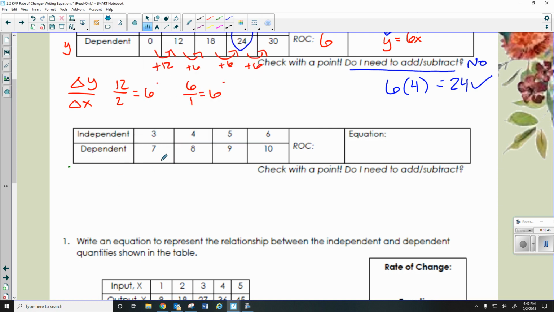Okay, finding the rate of change. Each one was plus 1. Each one was plus 1 again. Rate of change, again, is the change in y over the change in x. Well, they're the same number. 1 over 1 simplifies down to 1. My rate of change is 1.